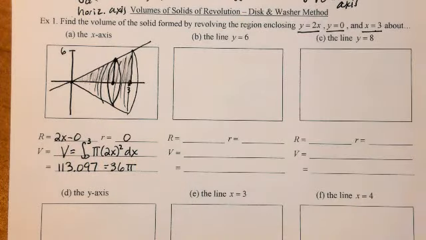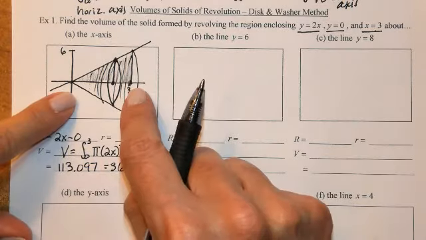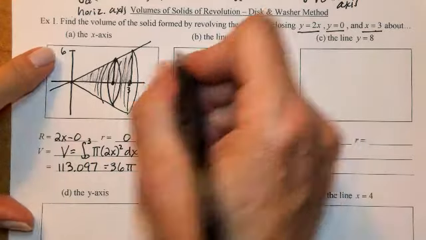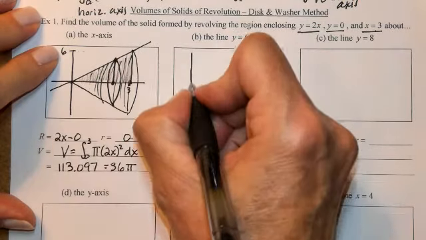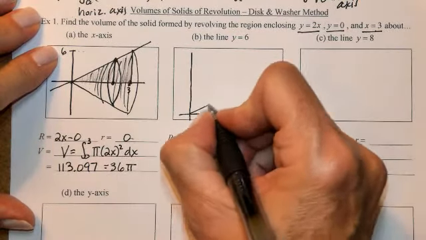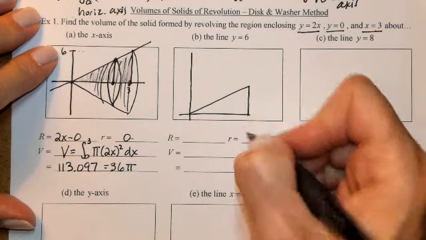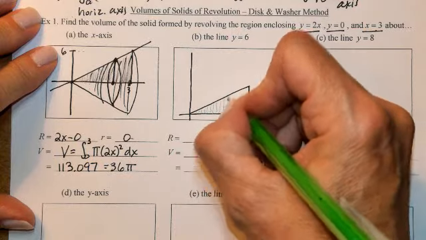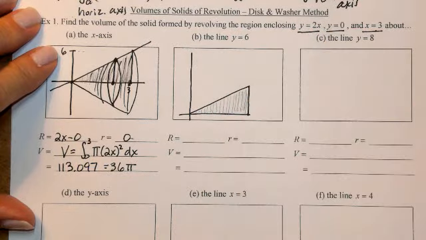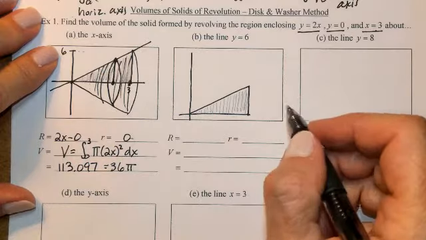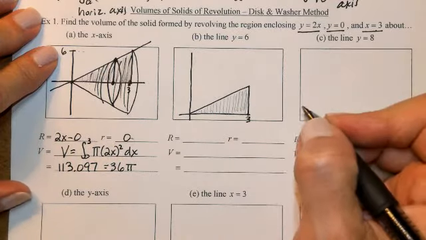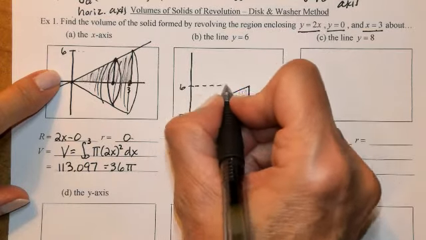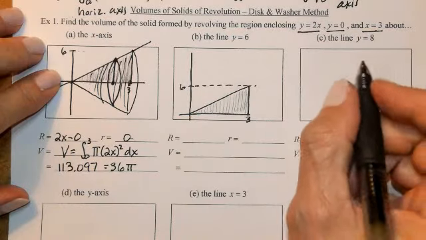All right. Next up, we're going to take the same region, but this time we're going to revolve it around the line y equals 6. Y equals 6 is way up here. So I'm going to draw my region down a little bit. There's my region. Once I draw it the first time, since we're using the same region in all of these, I'm going to just keep that. I don't have to take much time to sketch that, right? Okay, so this time we're revolving it around y equals 6.